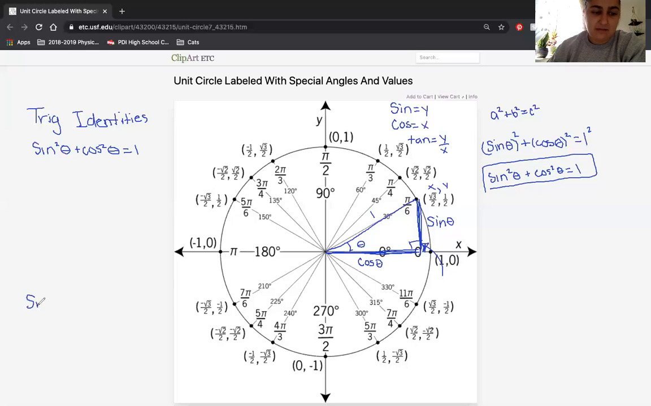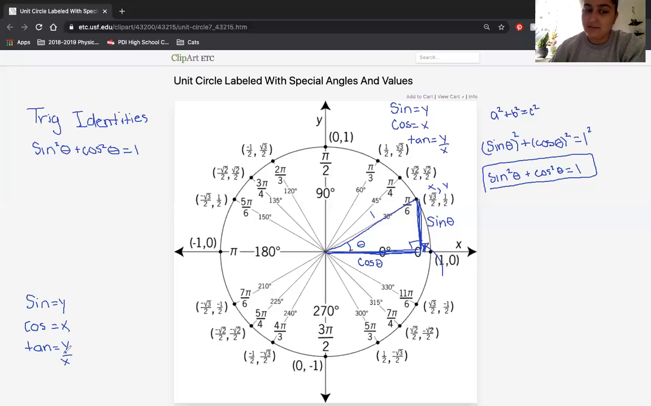So we have sine, and we know sine equals y, right? We just talked about that up there. We have cosine. We know cosine equals x. And we have tan, and we know tan equals y over x. So you've definitely learned those.